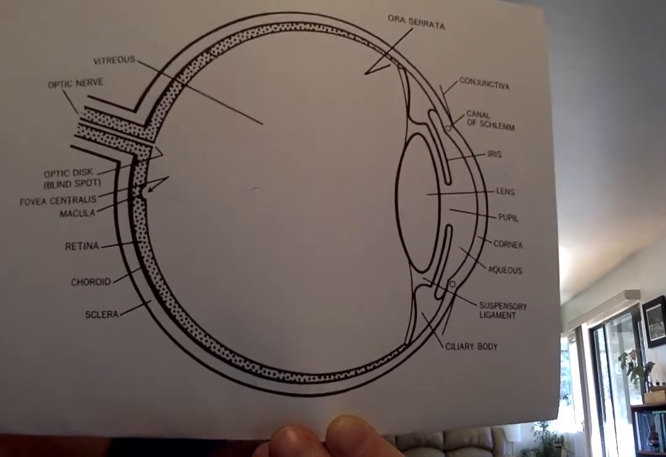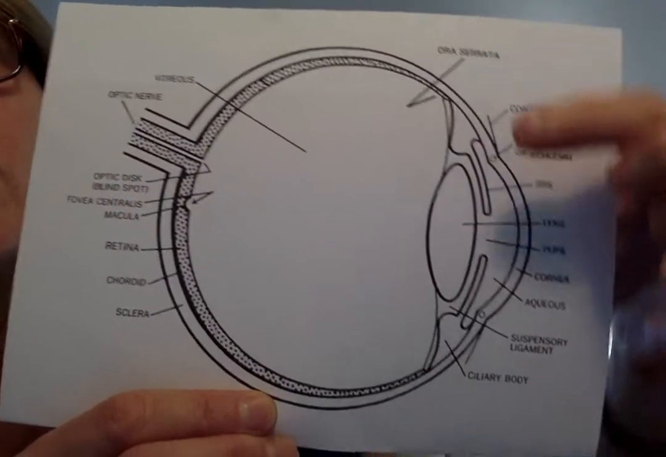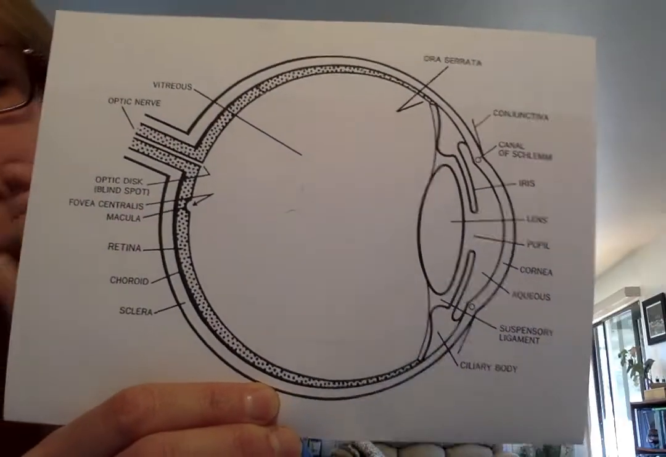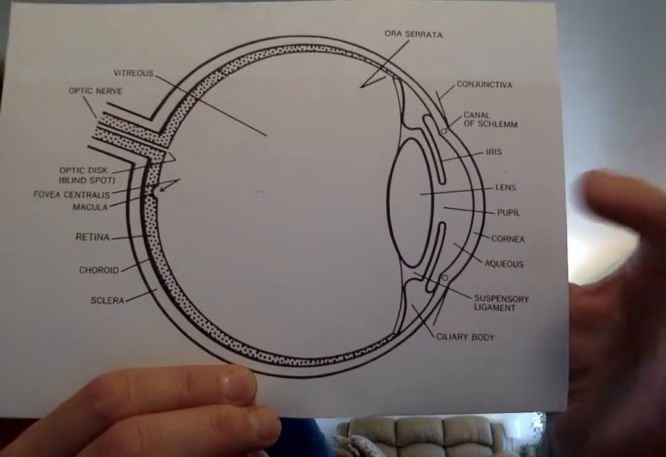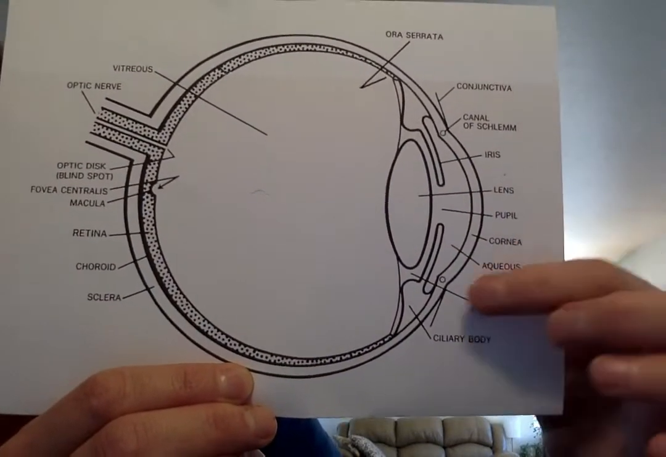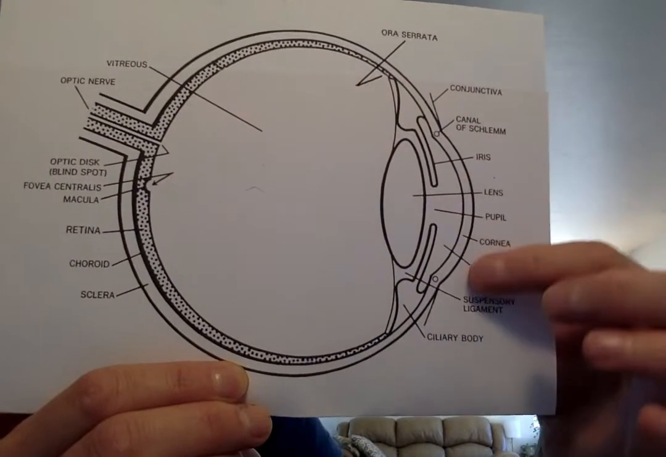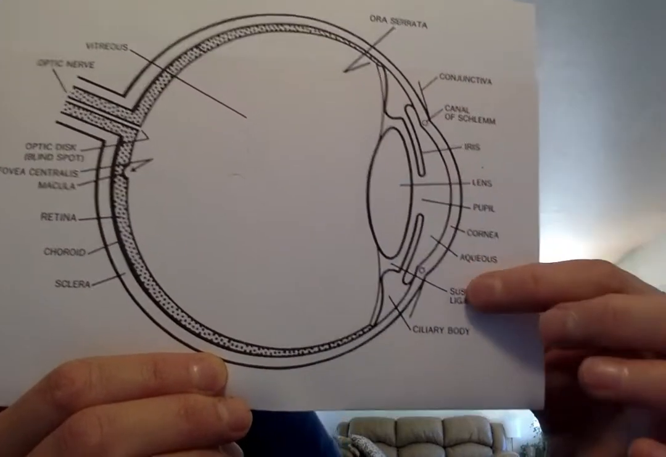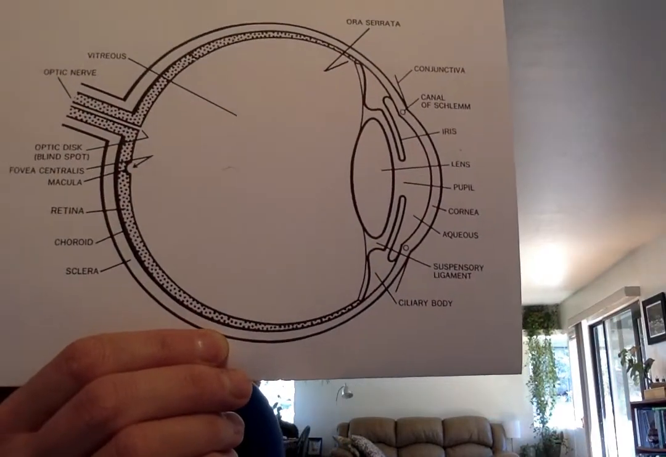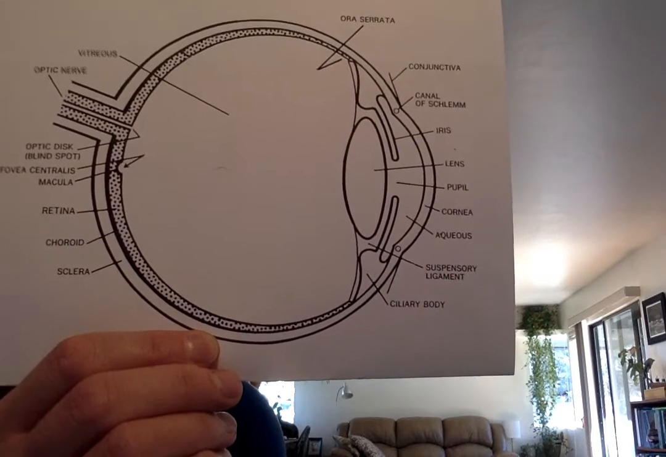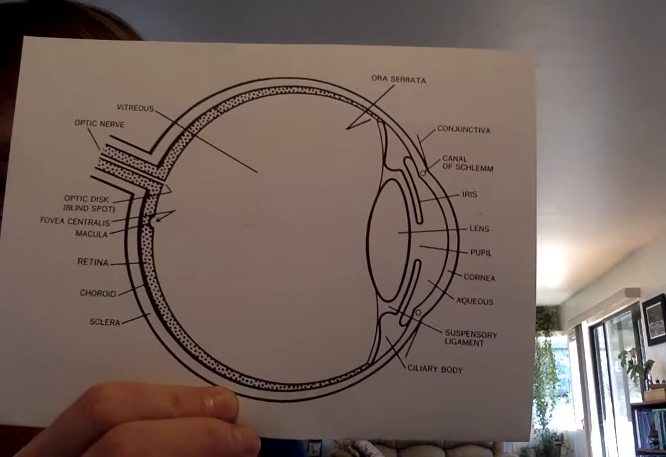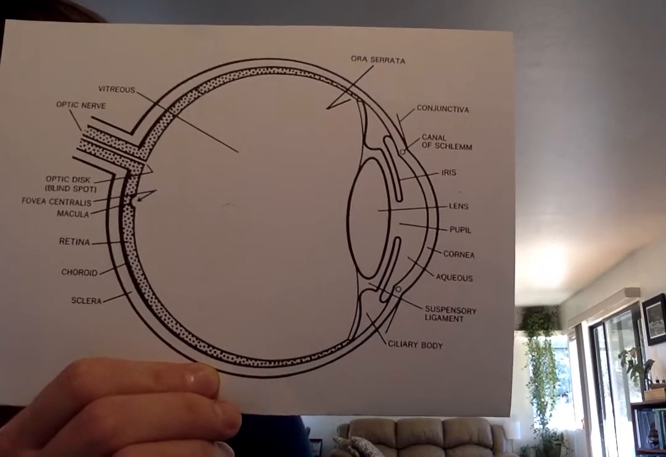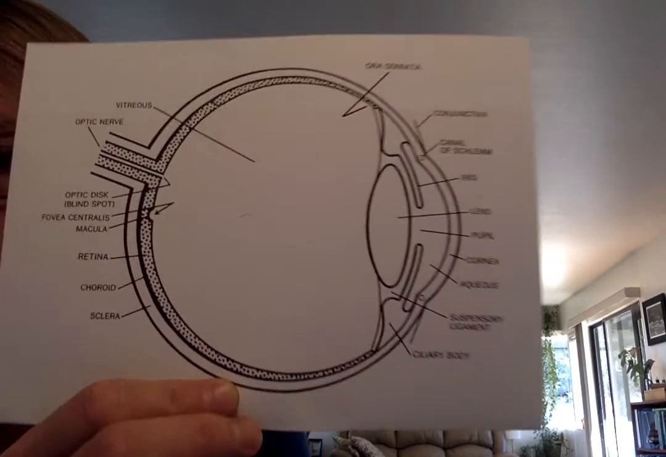All right, and now we're going to move to the front portion of my diagram here. I am going to start with the cornea, which is this outer portion right here that sort of bulbs out. And the cornea is the transparent outermost layer and front part of the eye that covers the iris, pupil, and anterior chamber.